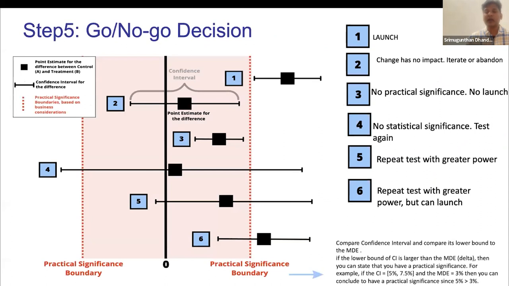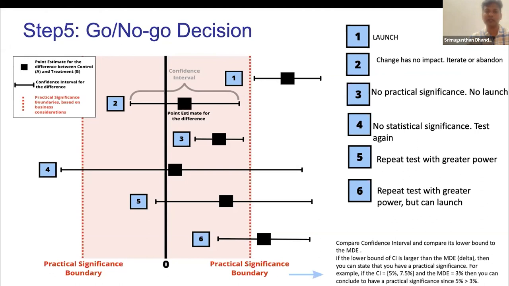After that, you will go ahead and run the test. And then finally, when results are coming, you will make a launch or no-go decision. That depends on whether you are achieving your statistical significance and practical significance. There is this diagram here, which gives the decision steps as to whether to launch or not launch.